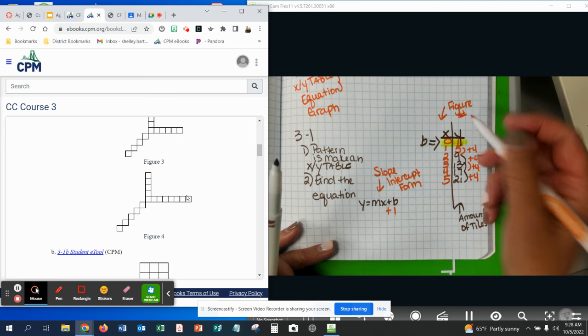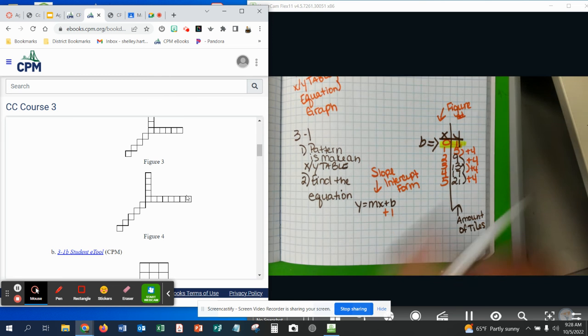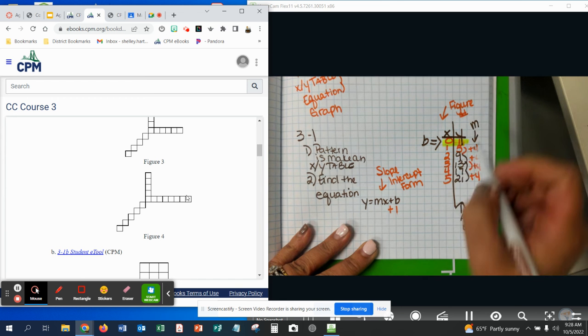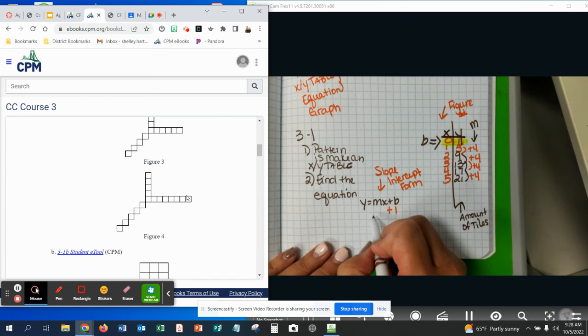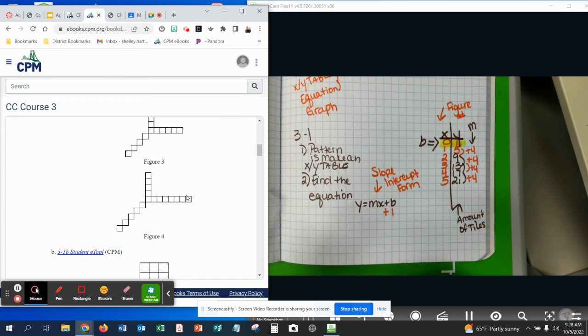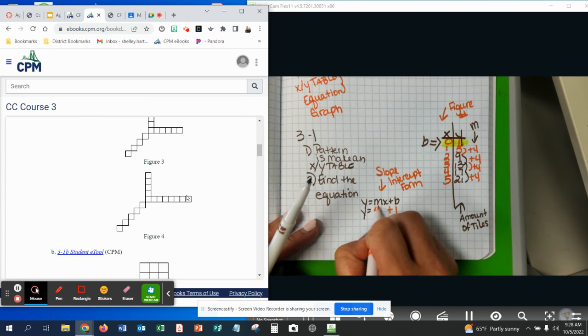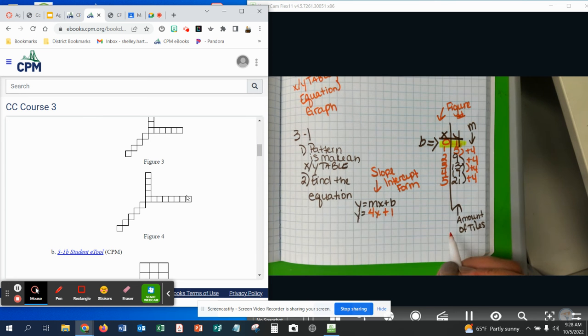Now, the m is the slope or the growth. And I can't put that there, but when you put this together, it's going to be y equals 4x plus 1.